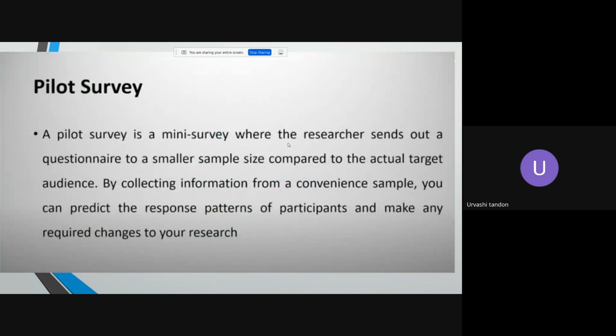So what is a pilot survey? It's a mini survey, or a rehearsal, or a preliminary study where a researcher sends out a questionnaire, or whatever you want to ask or explore, to a smaller sample size compared to the actual target audience, right? We collect the information from that sample. That sample is a convenient sample, and we can predict the response pattern of the participants, and we can make any required changes to the research.